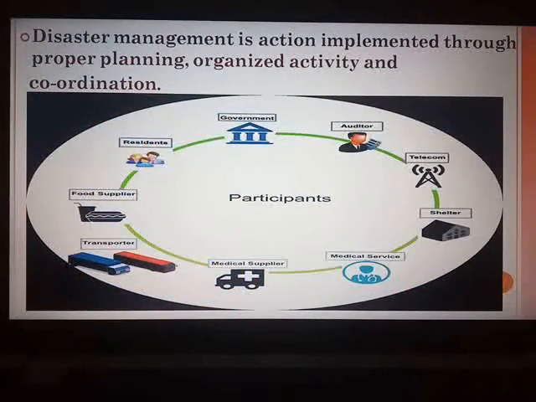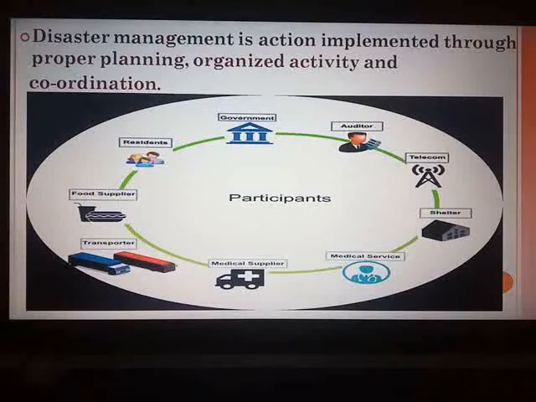Now, a disaster has taken place. Either it will be natural or it will be man-made. How you have to put a check on the after effects, that we are going to study in this part of the chapter. So our new topic today is the main part of disaster management.